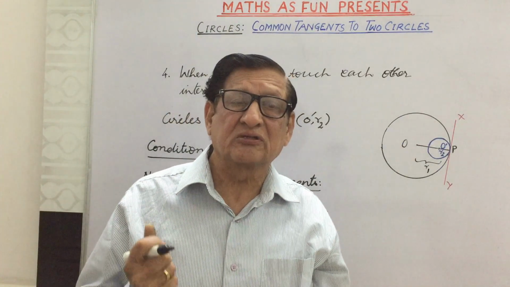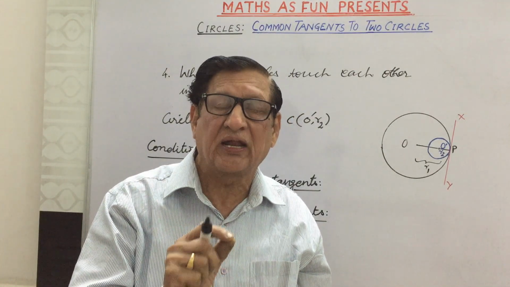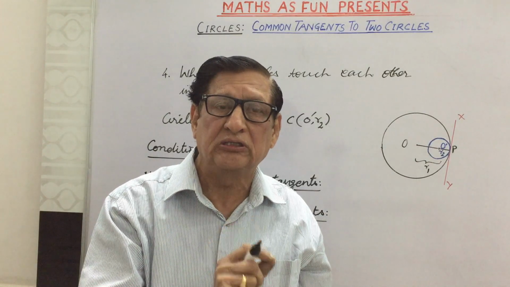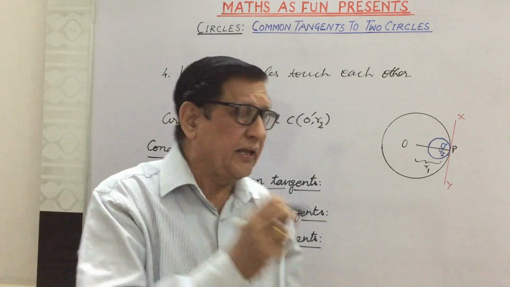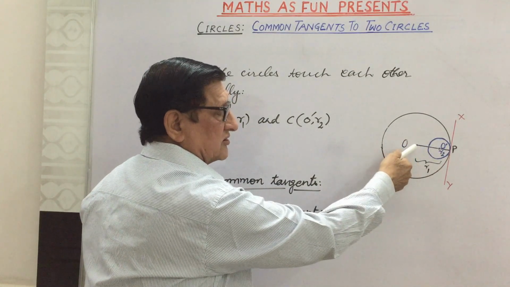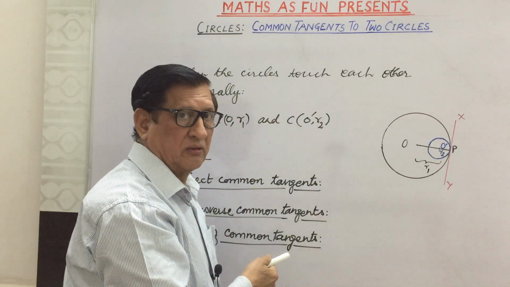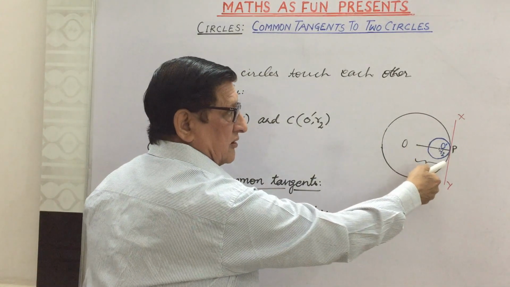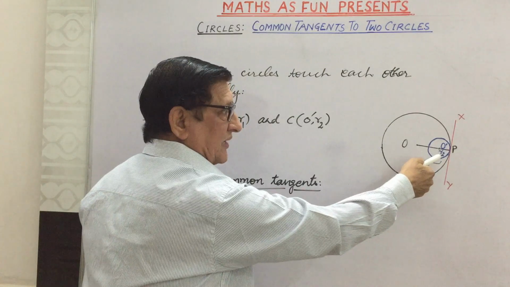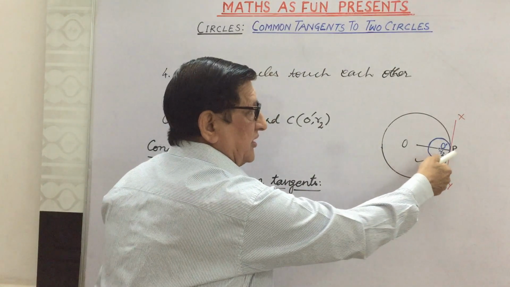The fourth position of circles is when one of the circles is lying inside the other one and they are touching each other internally. Like here we have 2 circles. C(O, R1) means the center is O and radius OP is R1. Another circle is touching it internally, that is C(O', R2). It means O'P is R2.